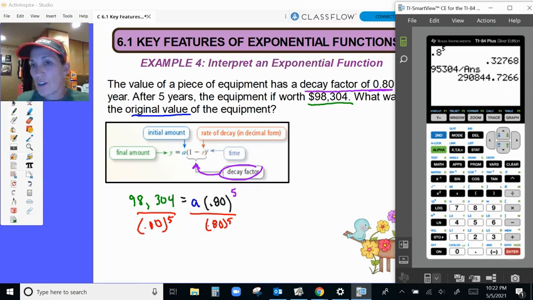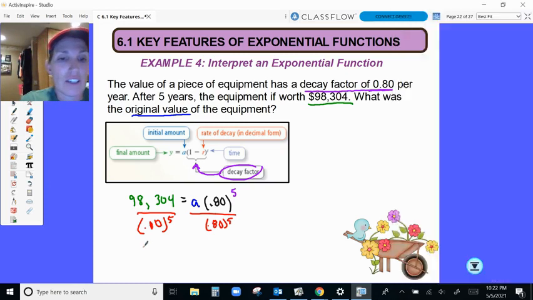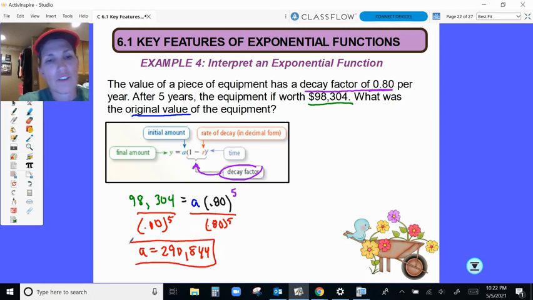And get us about 290,844. So A is about 290,844, was my original value of that guy, which is crazy. And after 5 years, it depreciated to $98,000.